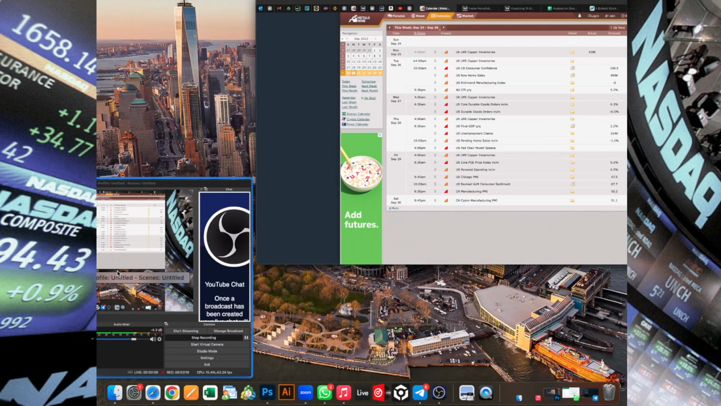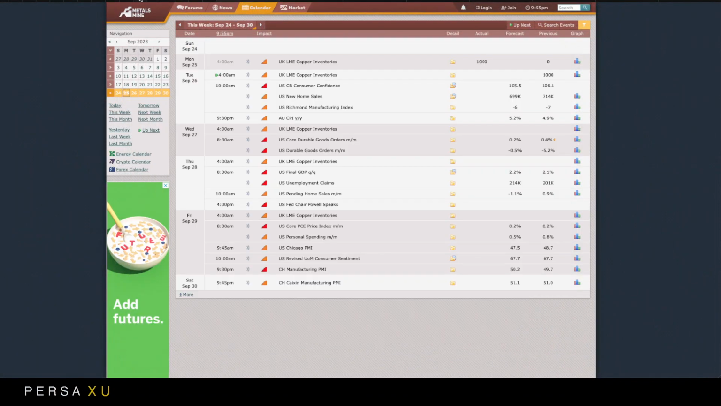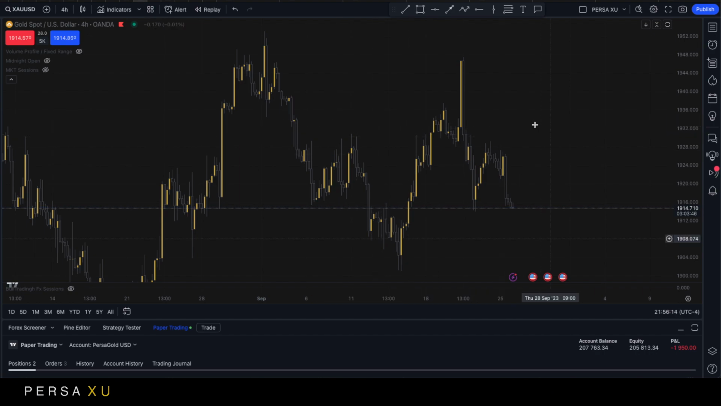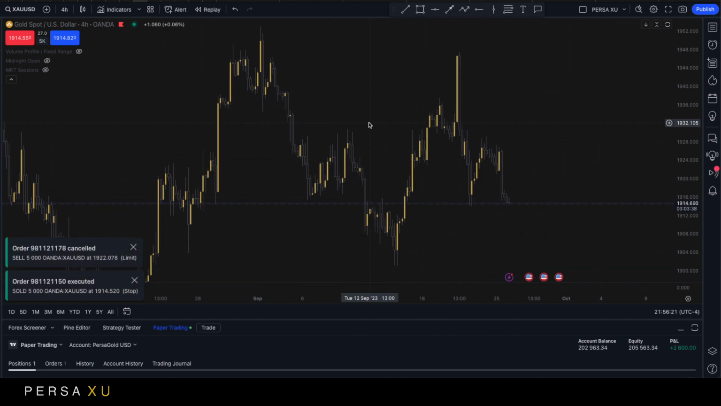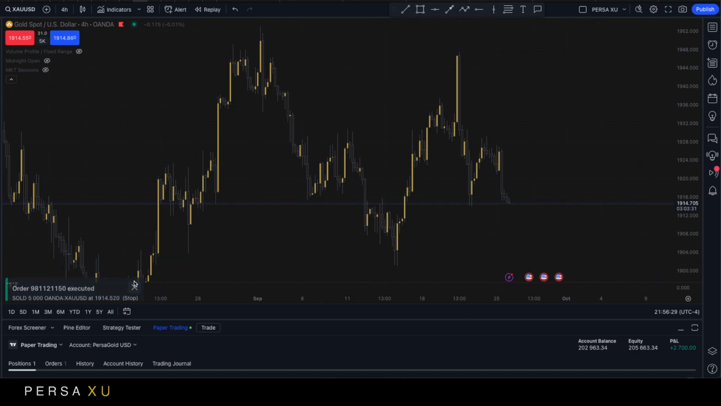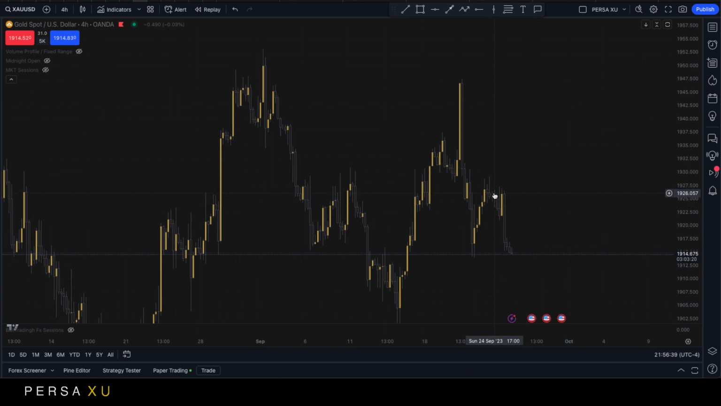I'm going to go real quick and switch to my charts, and let's go ahead to TradingView. These are my charts. We are seeing gold here on a 4-hour chart. Now I don't want to talk about the present. I want to see why we sold over here.